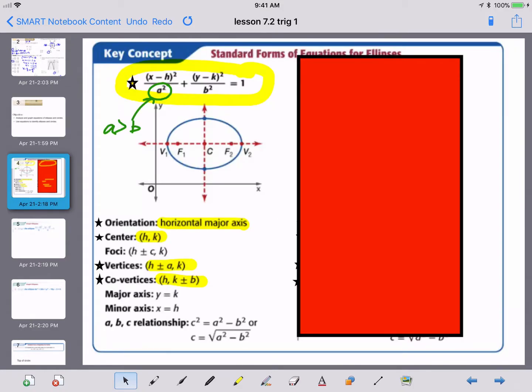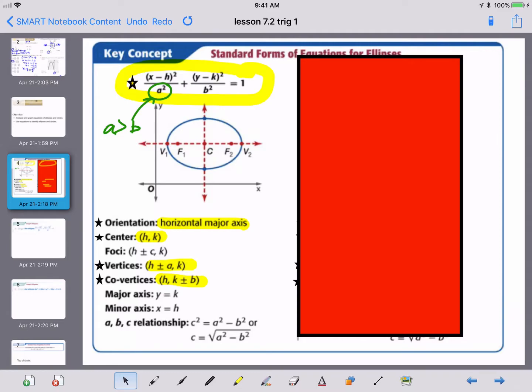So first let's look at our standard form. It's the quantity of x minus h squared over a squared plus the quantity of y minus k squared over b squared equals 1. Now in this particular format, the orientation of our ellipse is horizontal, meaning it looks like an egg lying on a table. It's laying side to side. Its longer or major axis goes from left to right.